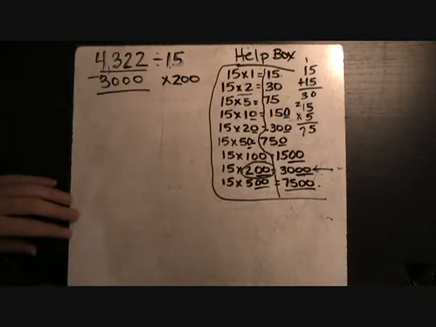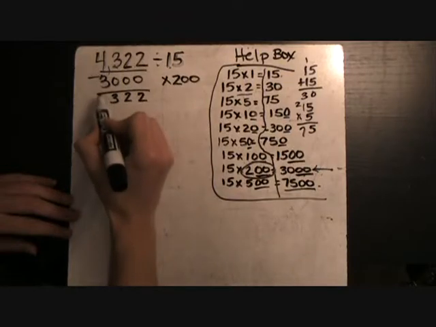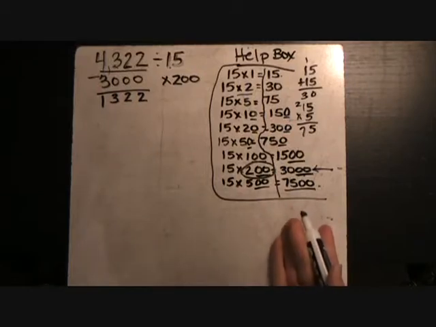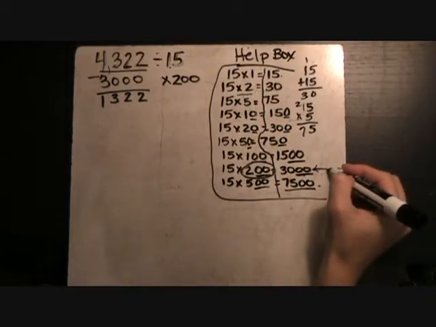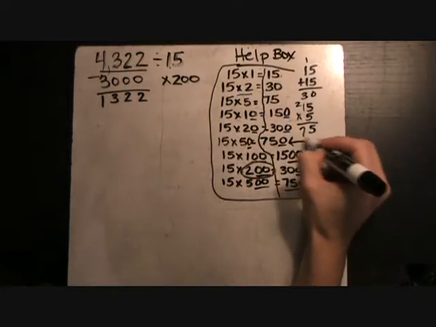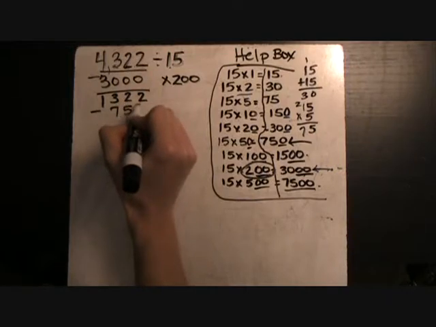Now I just simply subtract. 2 minus 0 is 2. 2 minus 0 is 2. 3 minus 0 is 3. And 4 minus 3 is 1. 1,322. Again, I look back at my products. I cannot subtract 3,000. I cannot subtract 1,500, but I can subtract 750. So I write minus 750.